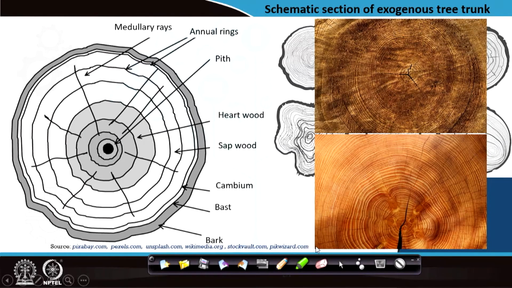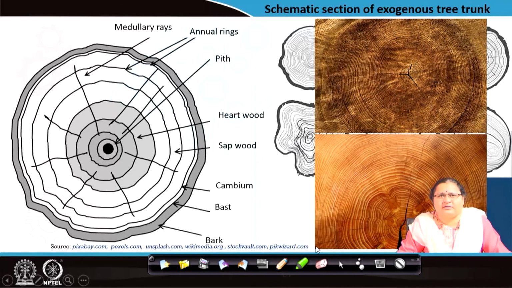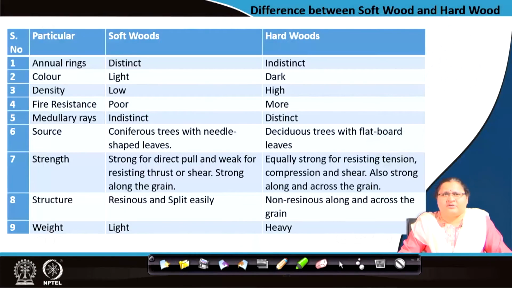So, which one should we use for our work? It is the heartwood which we usually use. Sapwood is still in a living state, which we usually try to avoid using, particularly when it is for structural purposes. So, let us come to see the difference between softwood and hardwood, which we get from the coniferous trees and the deciduous trees.